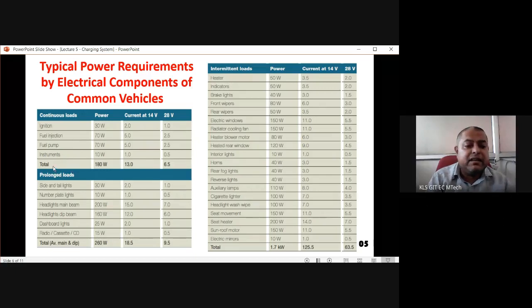If you just check headlight, main beam, this requires 200 watt. If you are using a 14 volt source, then it will be costing 15 ampere. So 14 into 15 will be almost 200 watt. Likewise, prolonged load actually is requiring 18.5 ampere if we are talking about a 14 volt source. So multiply 14 and 18.5, we will be finding 260 watt. So what is the total continuous load? It is 180 watt for a vehicle. What is the total prolonged load? It is around 260 watt.